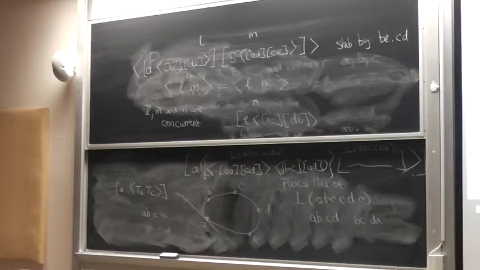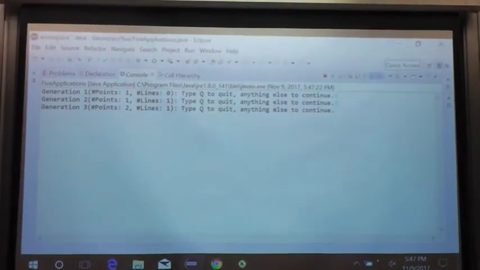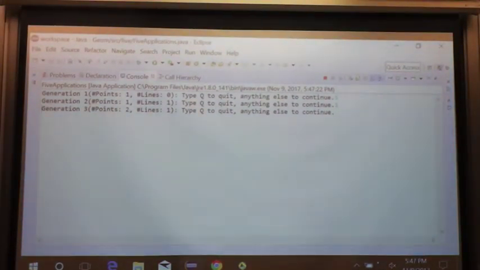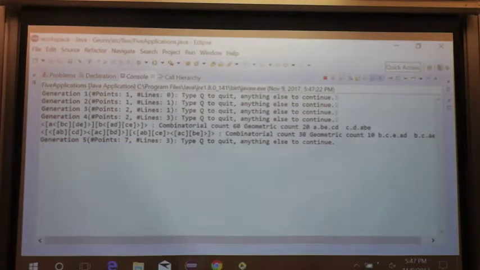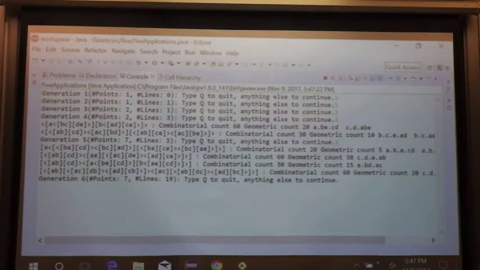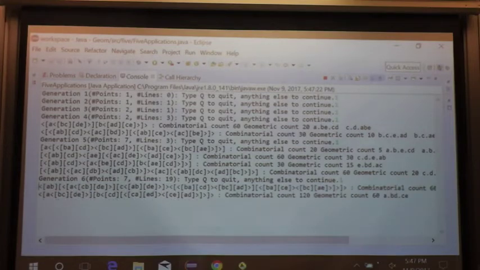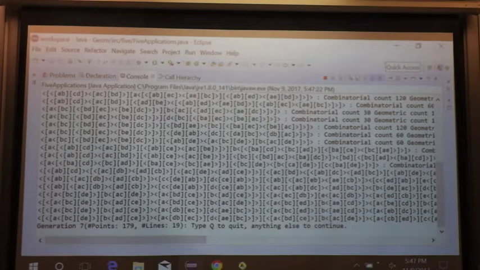So 1 point and no lines, 1 point and 1 line, 2 points and 1 line. This is cumulative though. The 2 points are all the points it knows about. 2 points and 3 lines, 7 points and 3 lines. With 2 theorems of generation 4. Yeah. 7 points and 19 lines, and 4 theorems. 179 points, 19 lines, and I didn't count the theorems. They go off the screen.